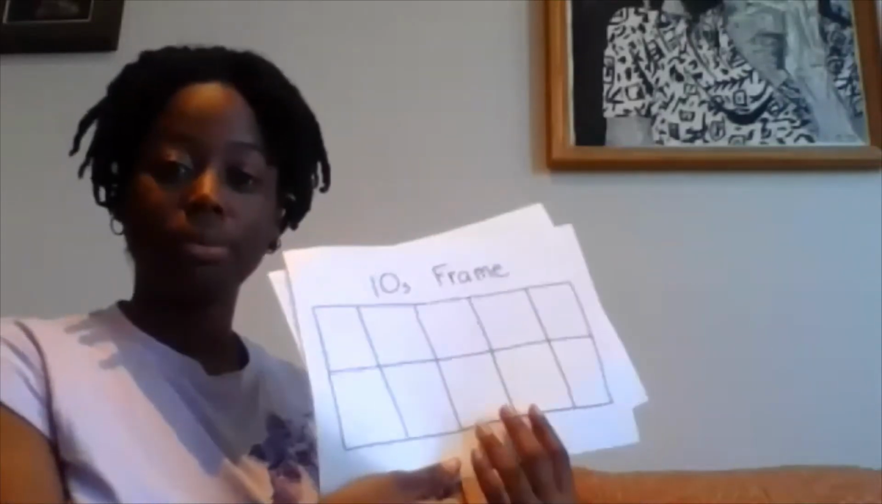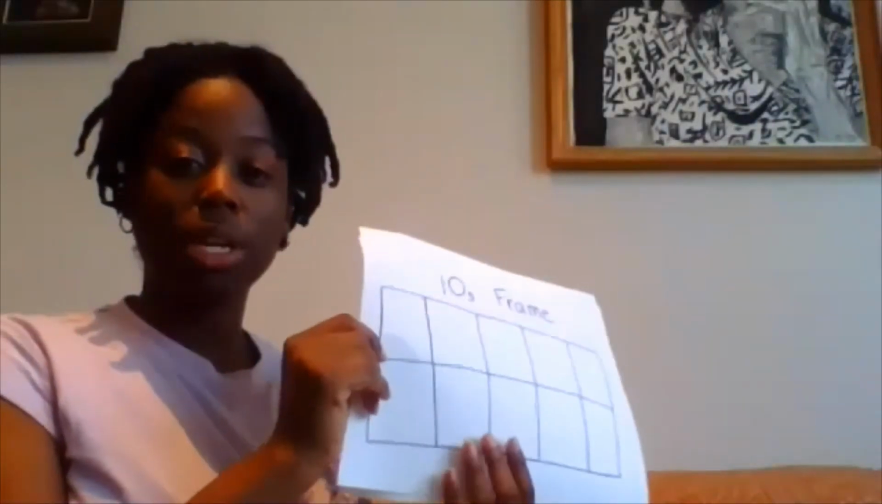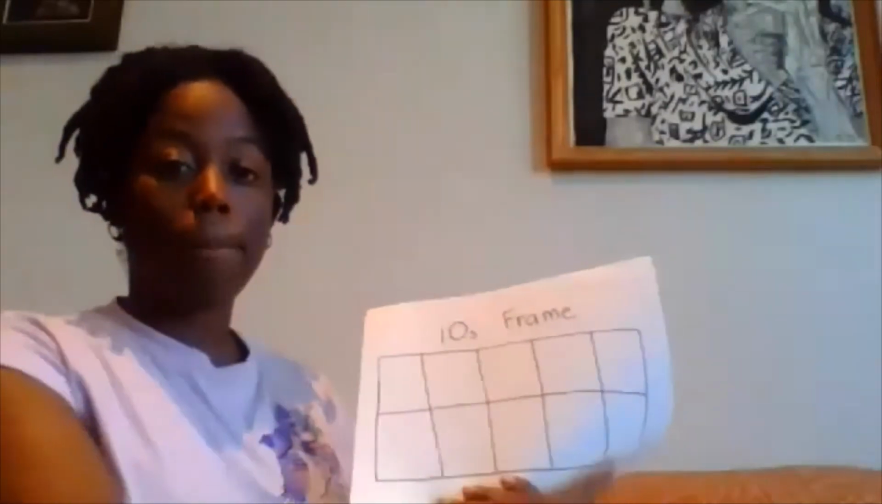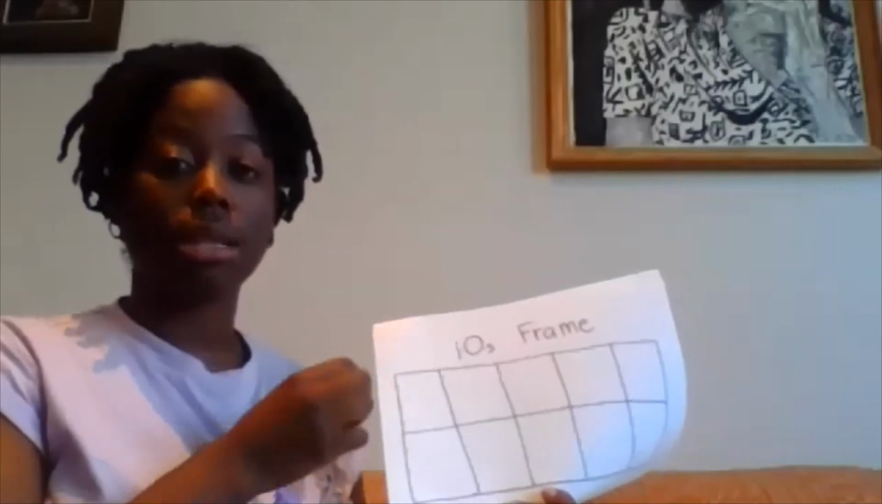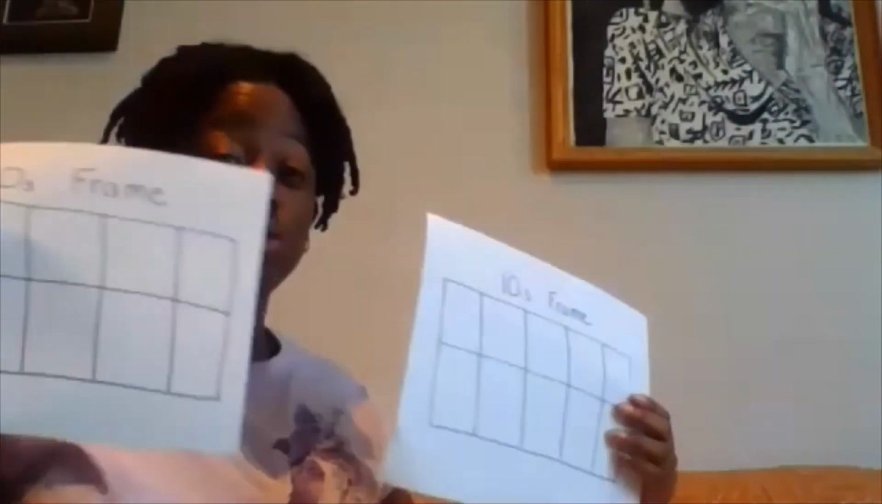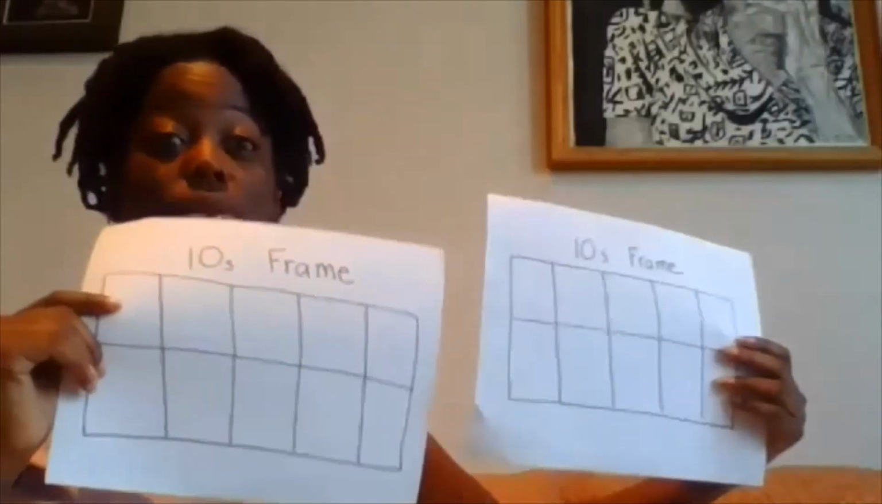Now, if you don't have a whiteboard, that's okay. All you do is you get a sheet of paper and you do the same thing we did on the whiteboard. You draw a box, you draw 4 lines going down and a line going across the middle, and you've got a tens frame. If you want to do a long distance, you can do 2 tens frames. You can even do 3 tens frames if you really want to challenge yourself.